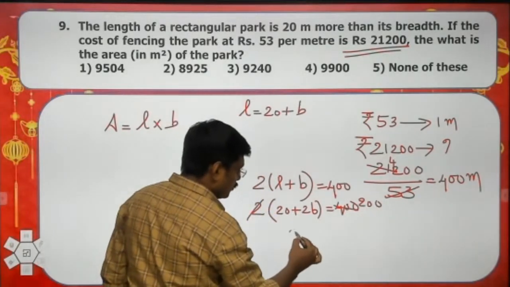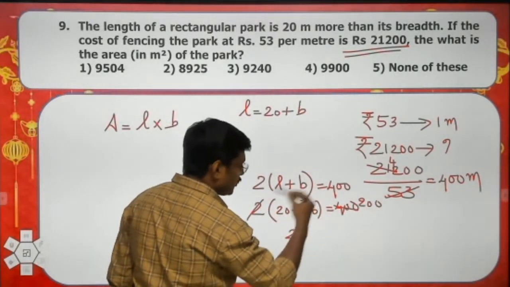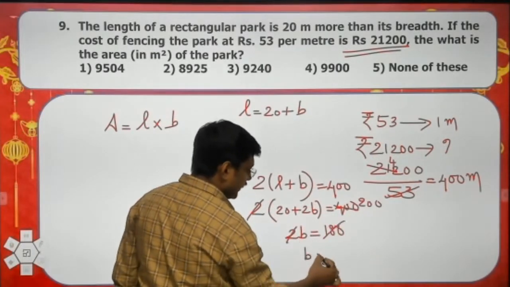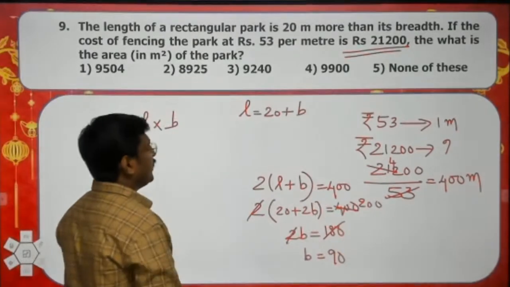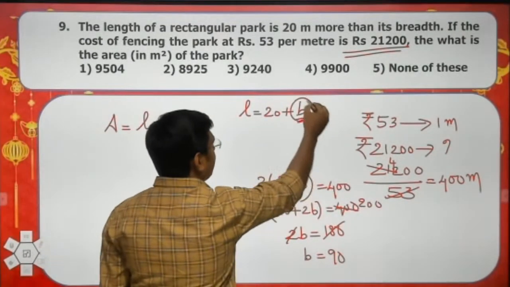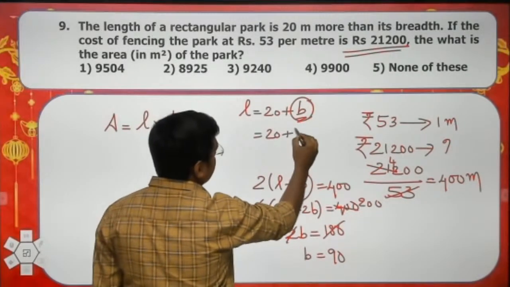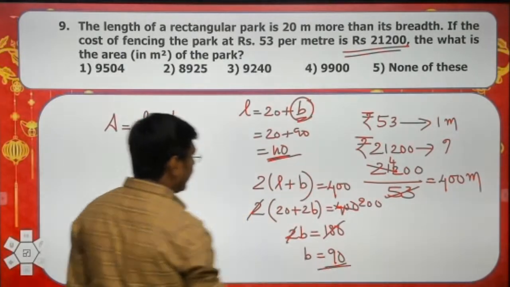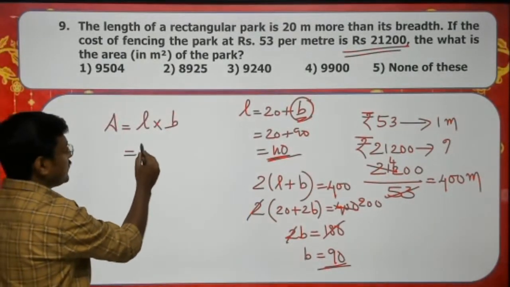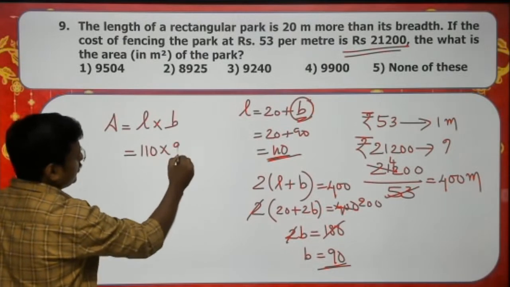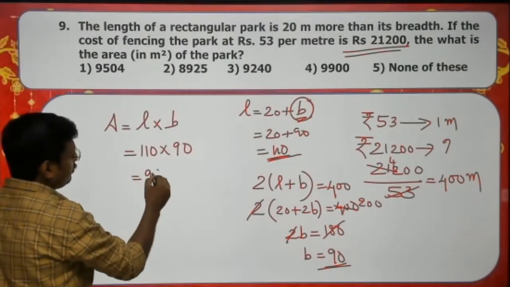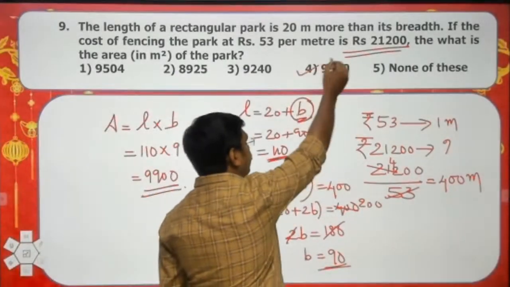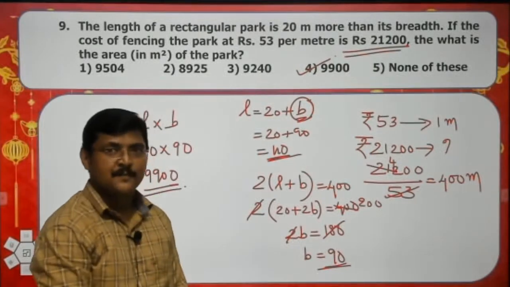Then 2B, taking this plus 20 to the right hand side, 200 minus 20 is 180. On cancelling, B is 90. So we got breadth equal to 90. If breadth is 90, then length is 20 plus 90, that will be 110. So we got the length as 110 and breadth as 90. We can easily substitute it. So area is equal to length into breadth. 11 into 9 is 99, plus that zero, so 9,900. So the answer is option number 4, 9,900 meter square.